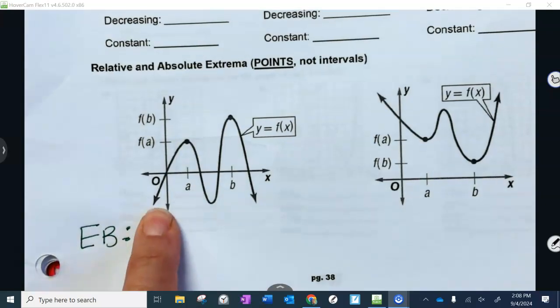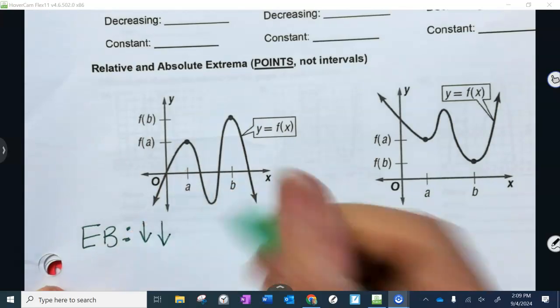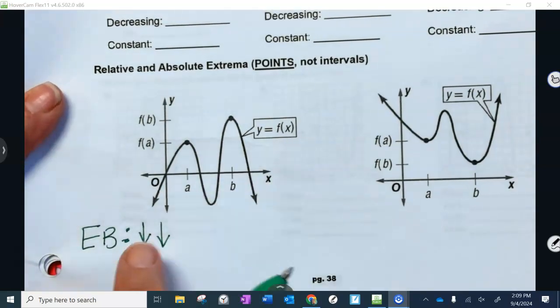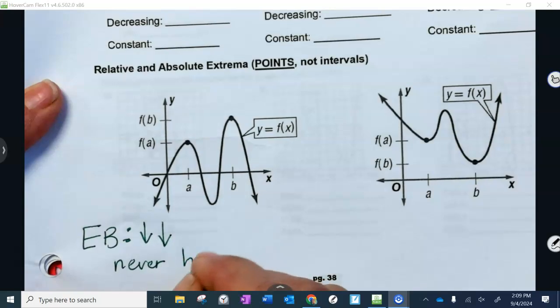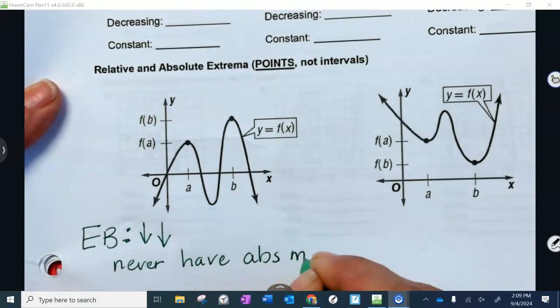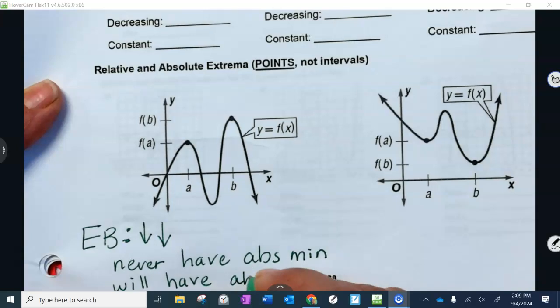So the left arrow is pointing down. The right arrow is pointing down. This is the same end behavior because I wrote the same thing twice. Which means if they go down forever, I will never have an absolute minimum. And I'm going to abbreviate absolute minimum. But I will have an absolute maximum.